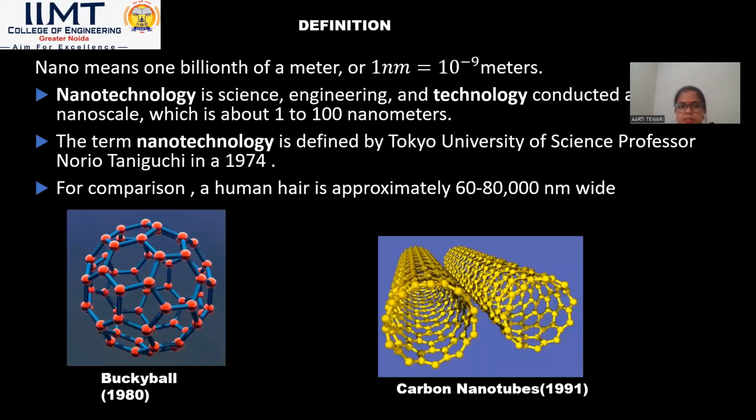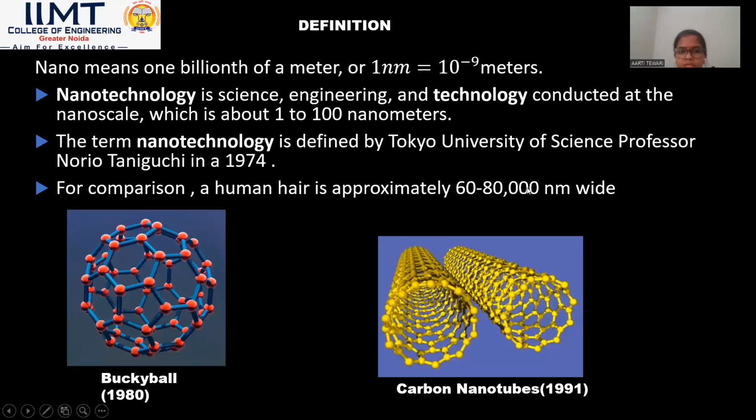If you discuss, see what is nano. If you understand what is nano, nano means 1 billionth of a meter. That means if I want to define 1 nano, then it means that 1 nanometer is 10 raised to power minus 9 meters, right? So that's how small that unit is.